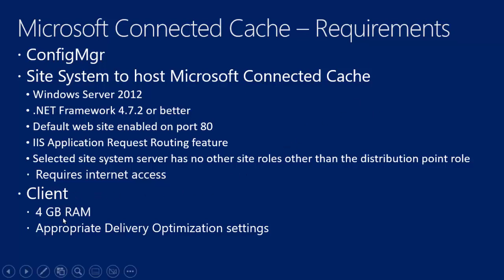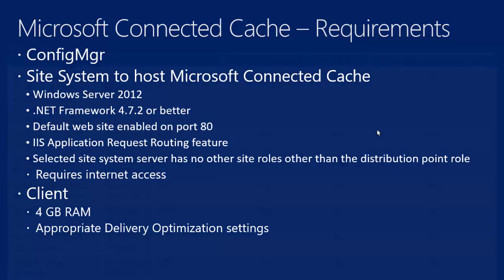Your clients need 4 gig of RAM and appropriate delivery optimization settings. We'll talk about that. Now, the requirement for 4 gig is not a blocking thing. In my lab, the clients have less than that, I believe. I can't remember for sure, so let's be a little bit fuzzy on that. I don't know if 4 gig is a hard and fast requirement. It probably is a recommendation, something you need to make sure is there for performance reasons, if nothing else. I don't recall if we block for less than 4. I don't think we do. Anyway, most devices these days will have 4 gig of RAM, so that shouldn't be a big deal.